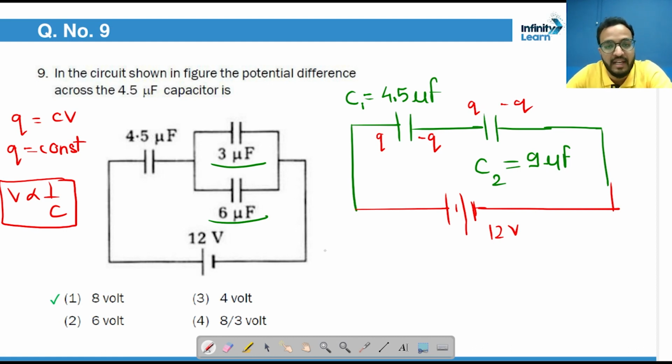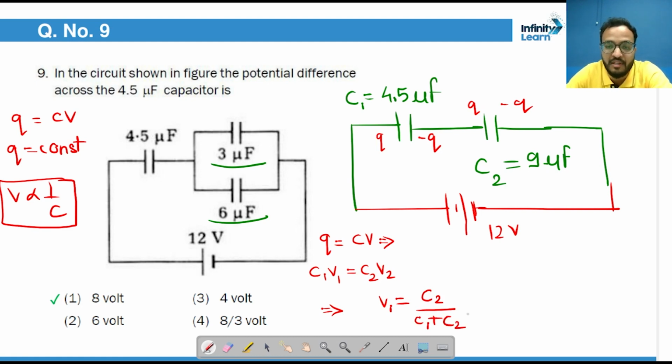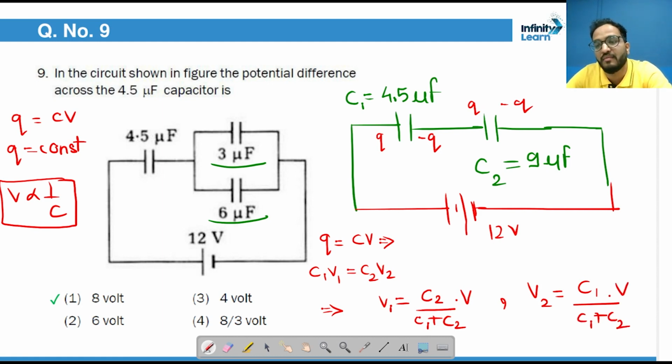So what will you do? You will say that if Q is the same, that means CV is constant. That means C1 V1 is equal to C2 V2, right? So we can say that V1 is equal to C2 upon (C1 plus C2) into V, and V2 is equal to C1 upon (C1 plus C2) into V. Do you understand this thing? So what is the ratio?